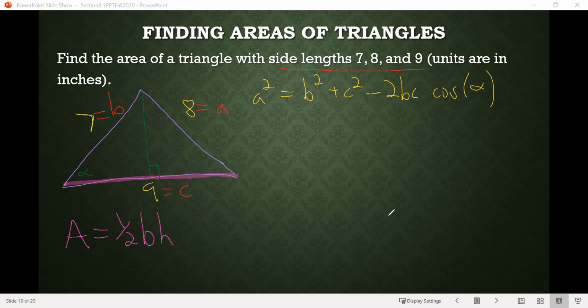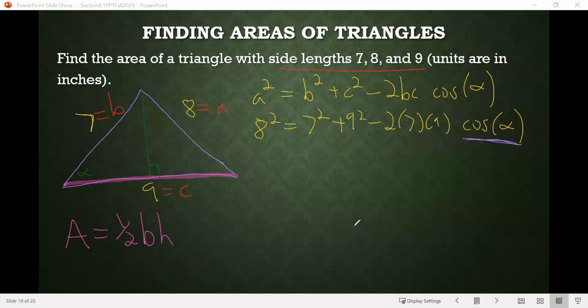We can go ahead and fill in all the information we have. We know the value for A is 8, so we have 8 squared equals B, which is 7 squared, plus the value for C, which is 9 squared, minus 2 times 7 times 9. This time we don't know the measure of alpha, so we'll just leave this as cosine of alpha. Notice we have an unknown here, the cosine of alpha. We were able to fill in everything else, which means we should now be able to solve for the value of alpha. So let's work this out.